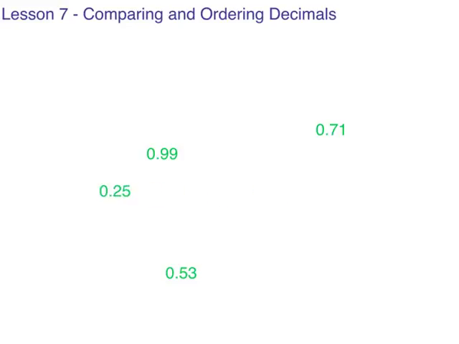I would put 25 hundredths first because it's the smallest. Next, I would have 53 hundredths, then 71 hundredths, and the largest is 99 hundredths. So in this example, we were working with pretty easy decimals to put in order. Let's look at ones that are a little bit trickier.